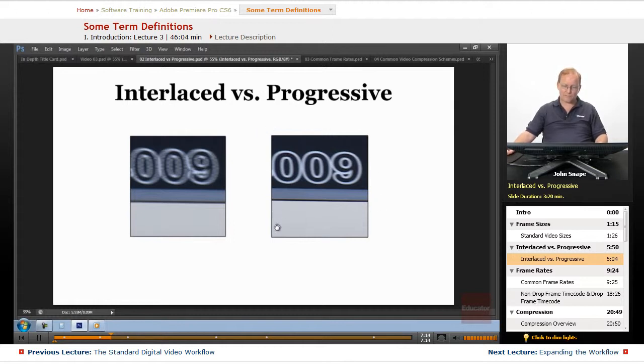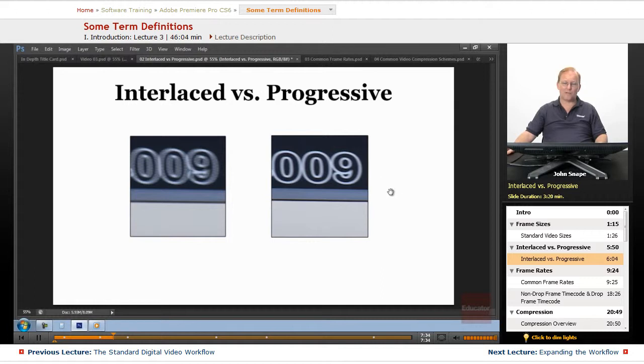Progressive, each frame is standalone. There's no drawing every other line in progressive. And you can see that it's much cleaner video over here on progressive, which if you have the chance to record in progressive, you want to record in progressive.